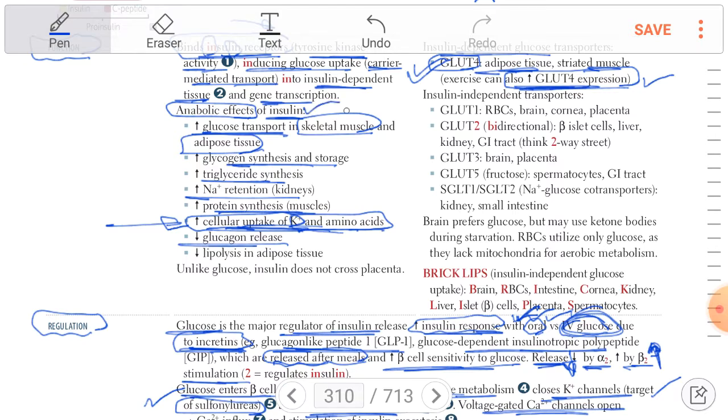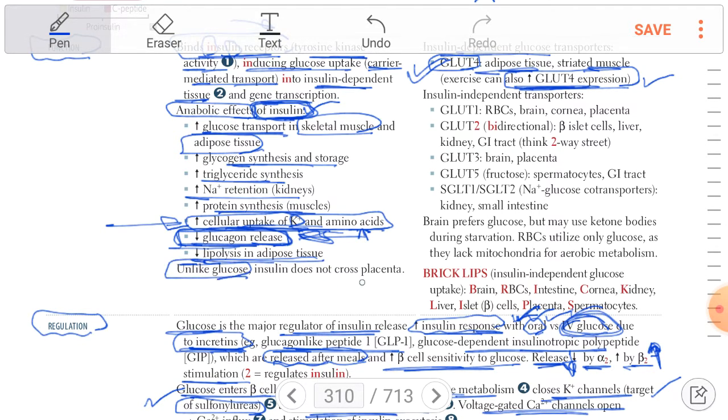Insulin also decreases glucagon release. Why? Because insulin is against glucose increase, so it will oppose anything leading to an increase of glucose in the blood. Insulin leads to increased uptake of the glucose, so it will lead to decreased glucagon release, to decrease the glucose in the blood, and also to decreased lipolysis in adipose tissue.